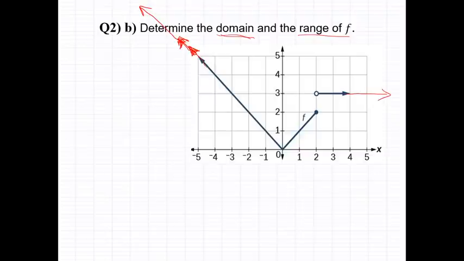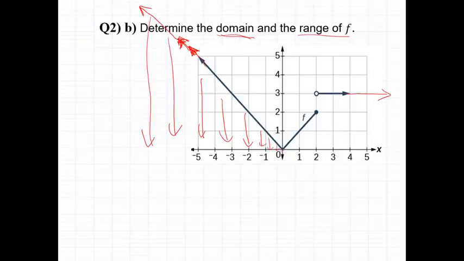Now the domain is the projection of the graph onto the x-axis. It touches the x-axis, it's okay, it's not empty. This point here. And always you take the projections from the full points here, not empty. So I'm not taking the projection of this, but I'm taking the projection of this.